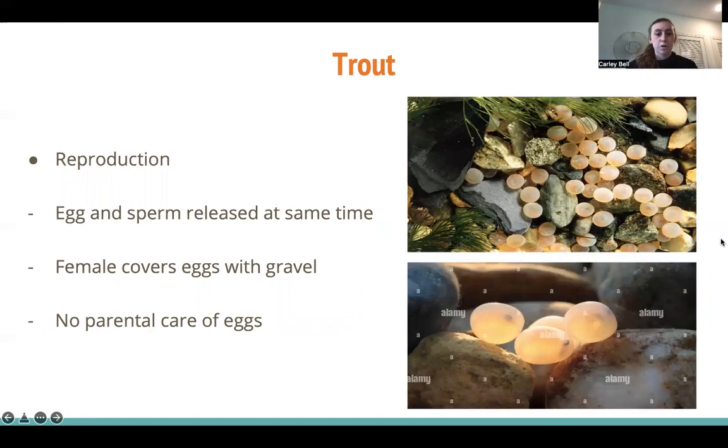Now we're going to talk about trout's reproduction status. So their reproductive traits is a male and a female that release their egg and sperm at the same time. But after the egg and sperm is released, it's kind of on its own. There's actually no parental care of the eggs. So what happens is the egg and the sperm are released, and then the female trout usually covers the eggs with gravel to kind of keep them grounded in the water, and then allows the sperm to travel through the water to reach the eggs and then fertilize them to reproduce.